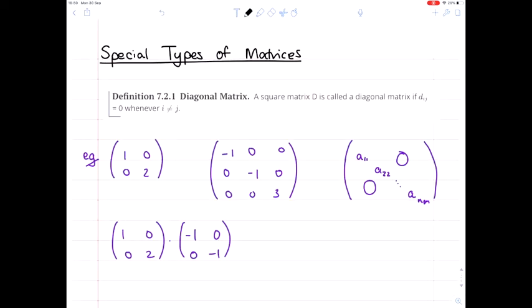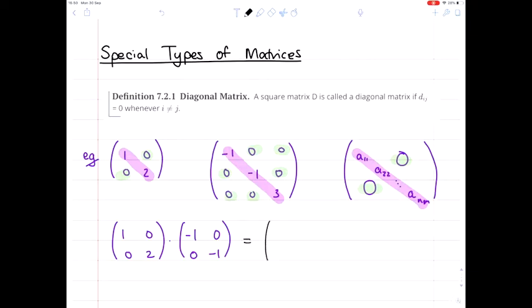There are some other special types of matrices. For example, sometimes we want to work with a square matrix that only has non-zero entries on the diagonal. So you'll notice that all of these are square matrices and they just have entries along the diagonal. Everywhere else they've got zeros. So these are called diagonal matrices, and the thing that's useful about them is they're very quick to multiply.